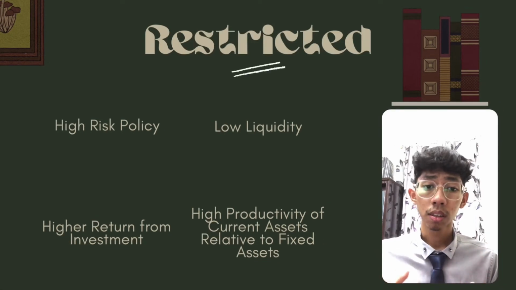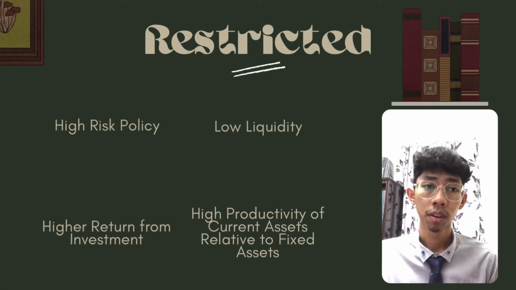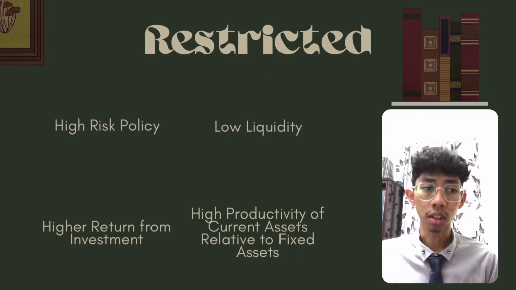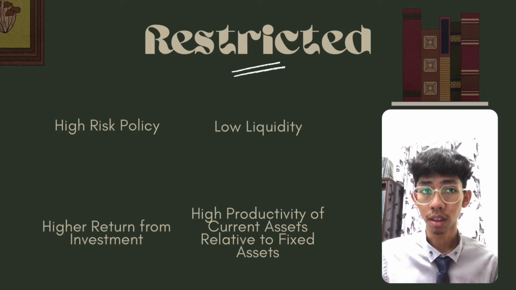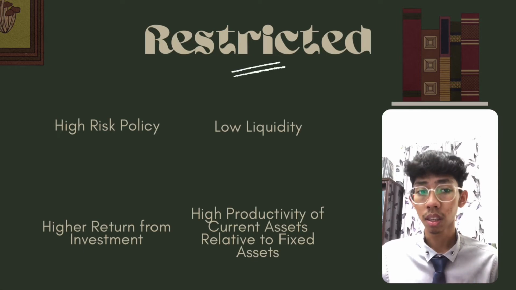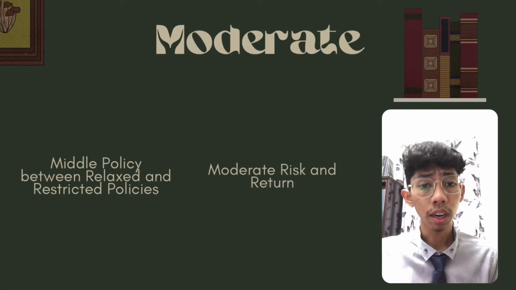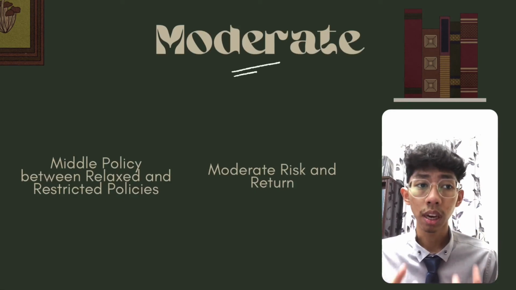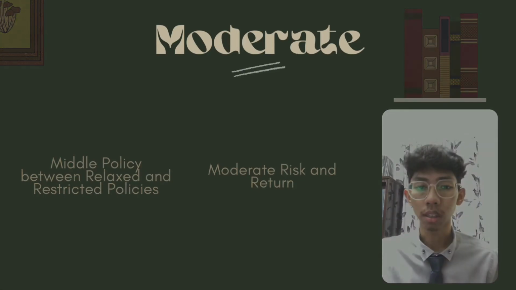For restricted, the first one is a high risk policy and low liquidity. The third is higher return from investment. And the last is high productivity of current assets relative to fixed assets. For moderate, we have 2 things. The first one, a middle policy between relaxed and restricted policies. And the second is moderate risk and return.